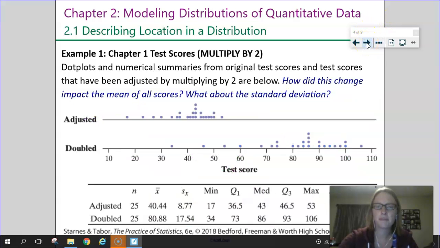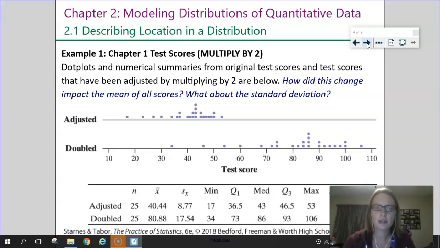Let's look at what happened. Now we have our original data clustered down below because remember they were out of 50. Now look what happened when I doubled people's test scores. Someone who got 40 now gets 80. Notice they got a lot more spread out, right? So in this data, we're noticing maybe a difference in both the center as well as the measures of spread. This is verified when we look at the numbers.